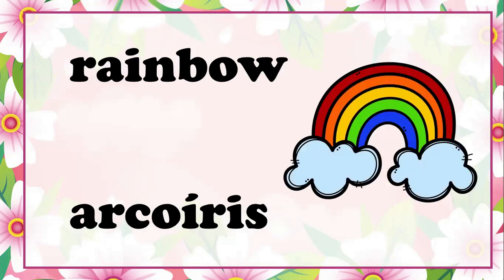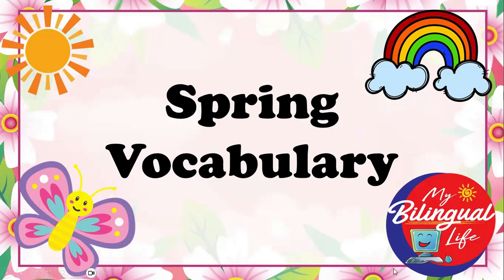A rainbow is arco iris. Arco is like an arch. So a rainbow is usually like in an arch form. Arco iris. I hope this has helped. This is a few of the spring vocabulary. You can always check back and listen to this video as often as you need to.